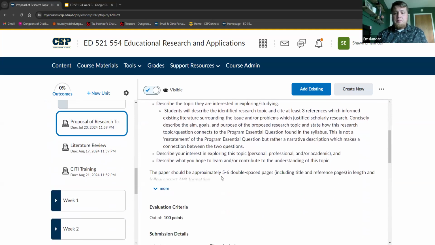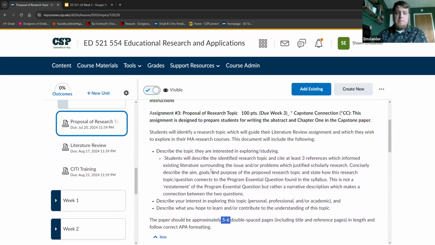First of all, the page limit is 5 to 6 pages. That's including the title page and reference page. So for your actual paper, you're looking at 3 to 4 pages maximum. Your goal here is to describe the topic that you're interested in studying and describe the research topic and cite at least 3 references surrounding the issue and or problems which justified scholarly research. Try to concisely describe the aims, goals, and purpose of the proposed research topic and state how that research connects to the program essential question.